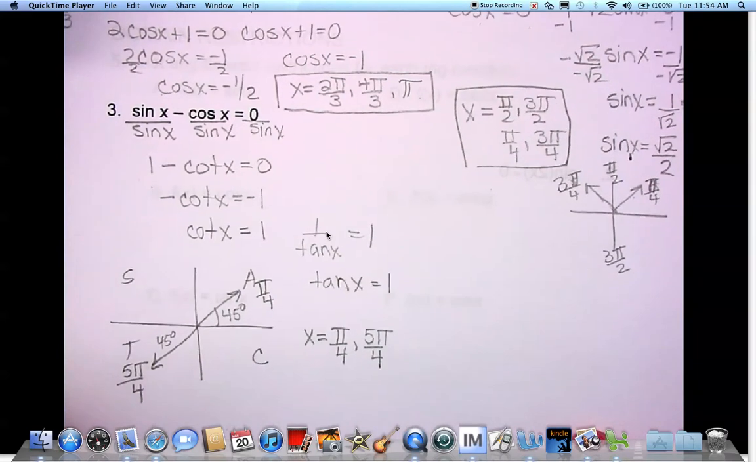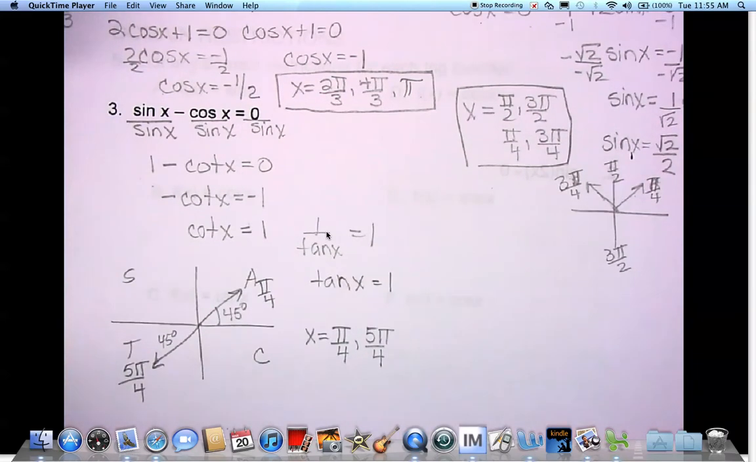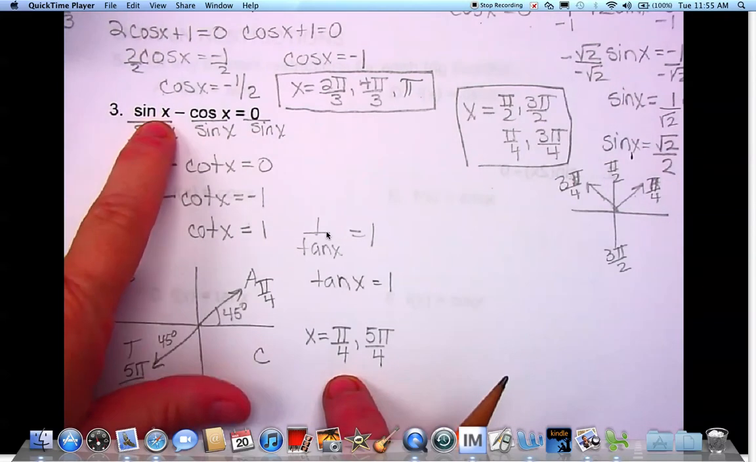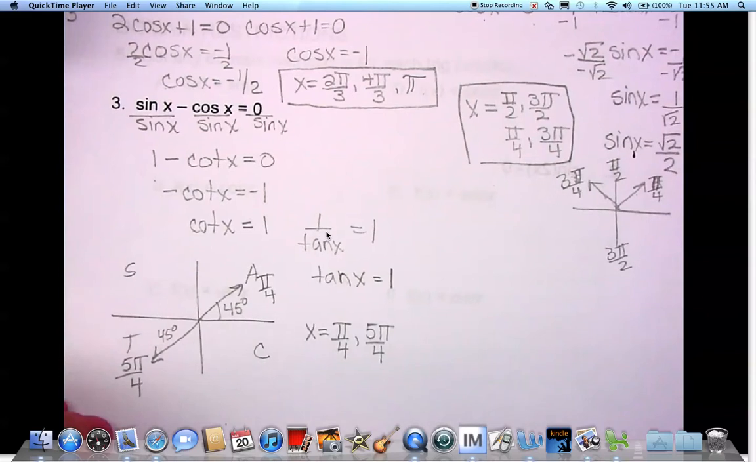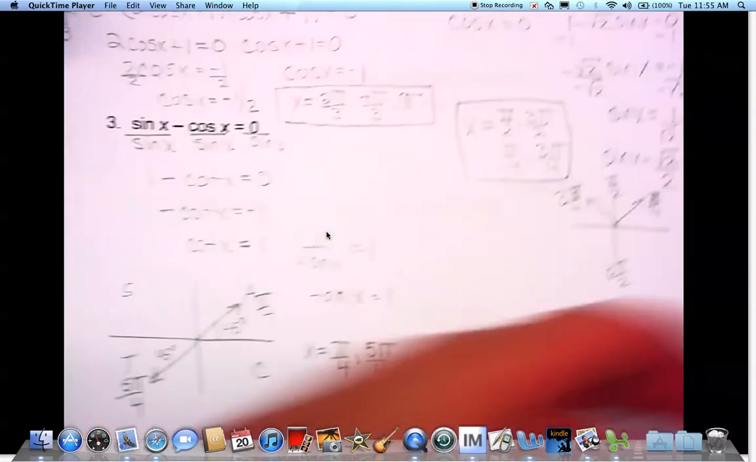Because sine x and cosine x are only the same when they're both positive and when they're both negative. They're the exact same at 45 degrees because they're both square root 2 over 2. Shortest page of notes we've ever had. And one day we had no notes. You got it, very good.